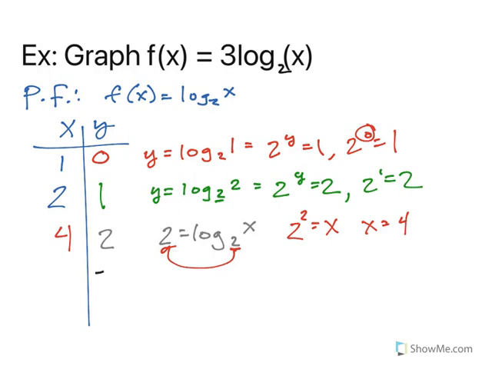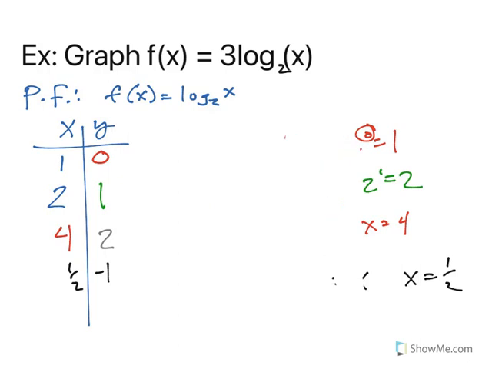What if I want my y value to be -1? -1 equals the log of x base 2. Sometimes it's easier if you go with the y, because then you're at least going to have nice answers. So now we have 2 to the -1st equals x, so x is 1/2. Okay, so now I have 4 points for my parent function.